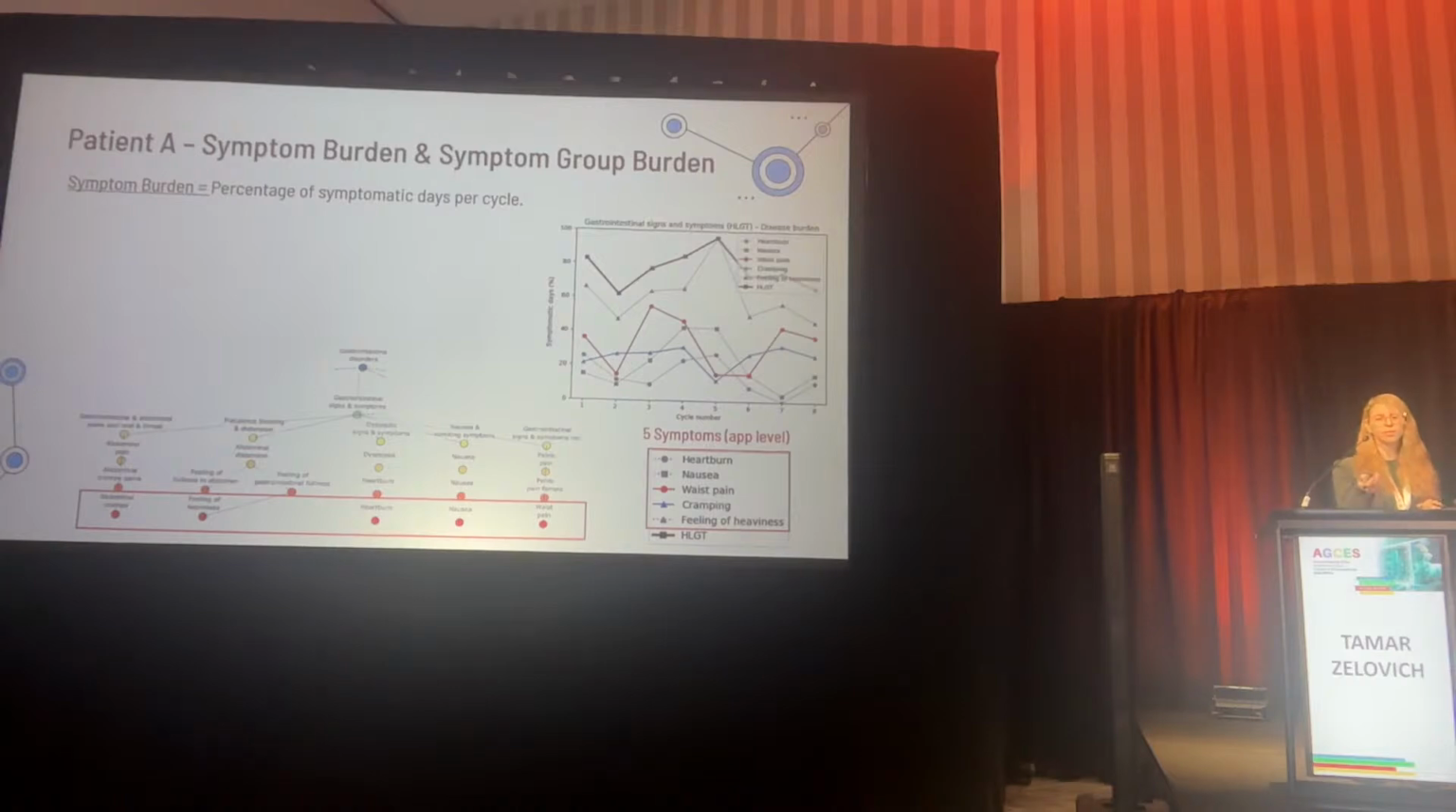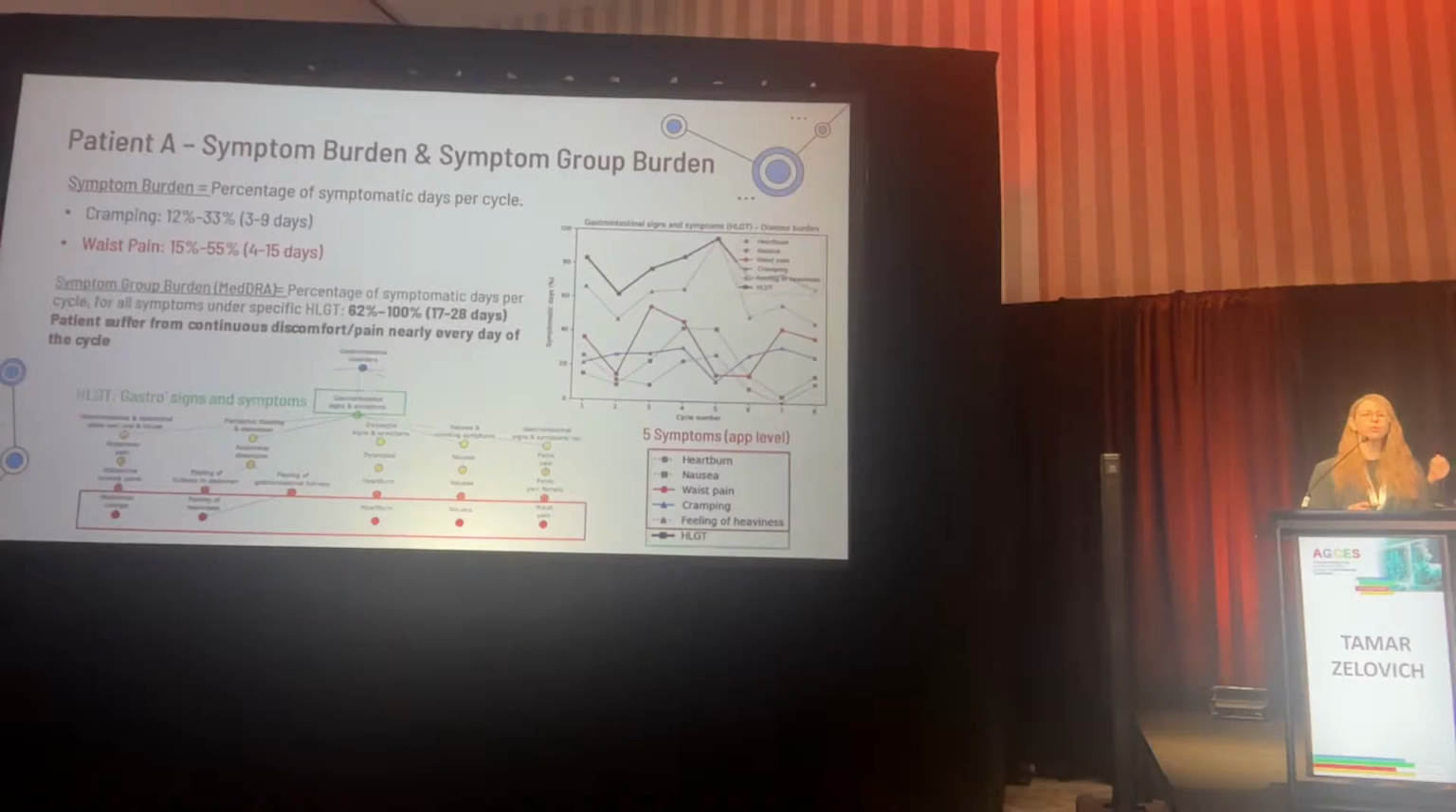And in the graph, we have the symptomatic days on the y-axis, the number of cycles on the x-axis, which is 8. And what we see is that cramping, for example, the patient suffers from 12 to 33% of days of the cycle. It's about 3 to 9 days, depending on the length of the cycle. Waist pain, she can suffer from 15 to 55% of days in the cycle.